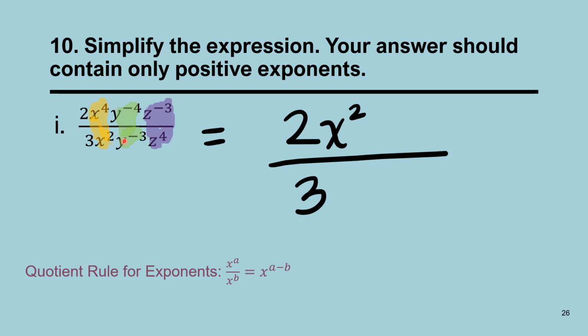We're going to do something similar here with the y's. We've got y to the negative fourth over y to the negative third. They have a common base, and we're dividing, so we're going to subtract their exponents. So that's going to be y to the negative 4 minus negative 3. Be careful there. Negative 4 minus negative 3, that becomes a plus, right?